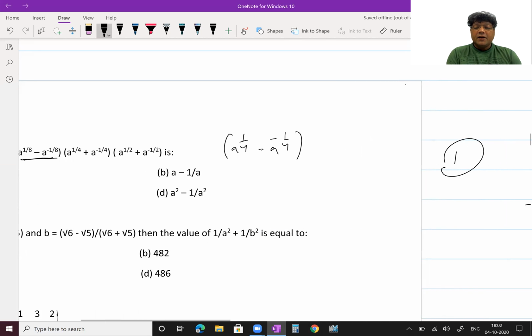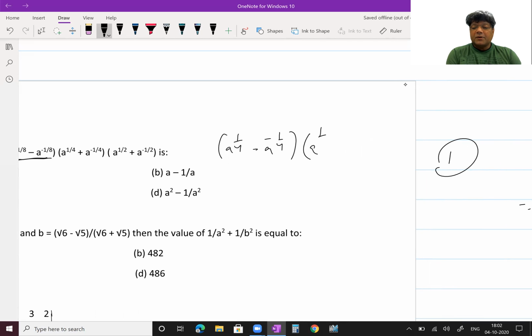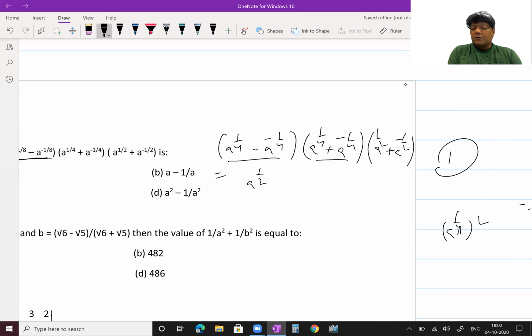Now the third is what? a to the power 1/4 plus a to the power minus 1/4. And the next is what? a to the power 1/2 plus a to the power minus 1/2. So guys, if you multiply this and this, again the same thing, (a minus b) into (a plus b). So what will come? a to the power 1/4 whole square, that is a to the power 1/2, because the 4 and 2 will cancel. And similarly minus b square, the next will be a to the power minus 1/2.